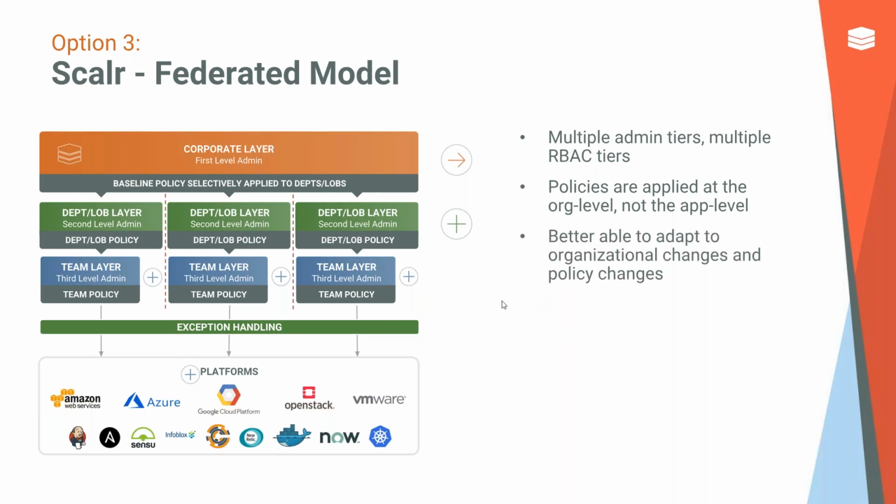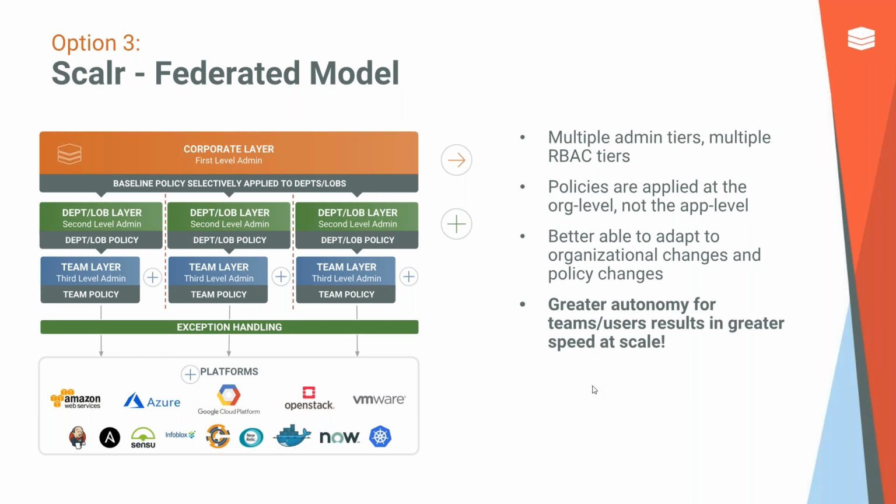And it makes you better able to adapt to organizational changes and policy changes. If you need to change a policy, and it could be something as simple as Amazon just introduced a new family of instances and you want to make them available for a specific environment, or you need to make that policy change I mentioned earlier to make sure that only private networks are used in some staging environment, you'll make that policy change at the appropriate level, and then it will be propagated to all the relevant layers that report up to that higher administration tier.